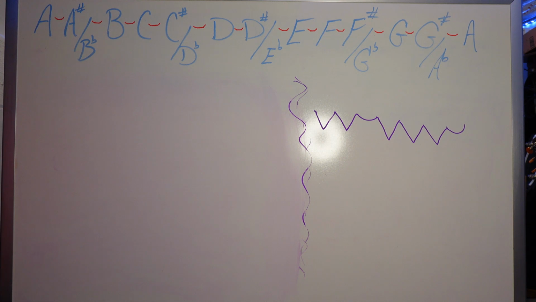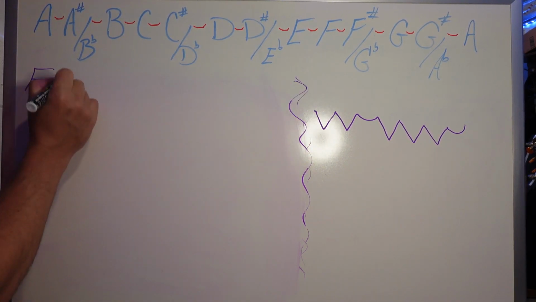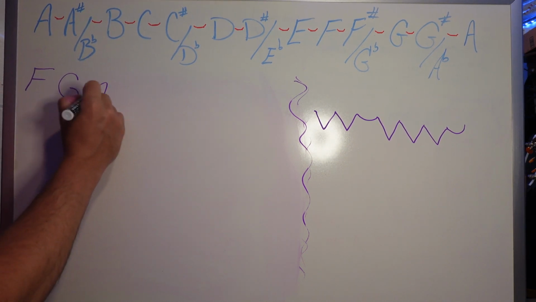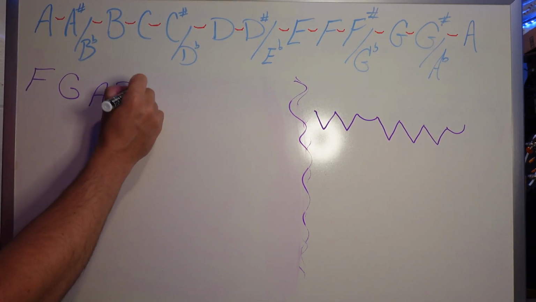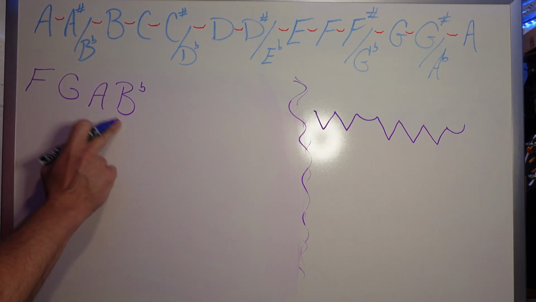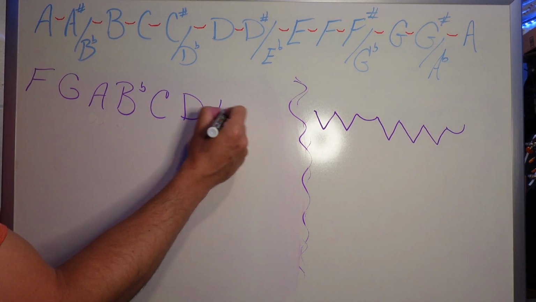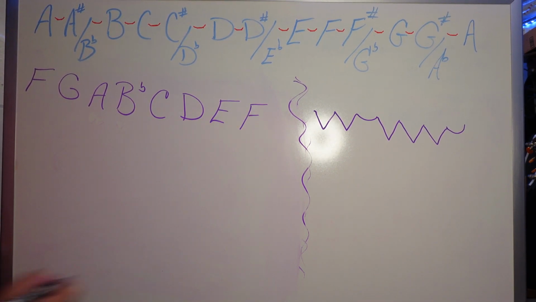Up next, we'll do some of our flat keys. We're going to start with F, go up a whole step from F to G, up a whole step to A. A half step is going to take us to B flat. Again, not A sharp because we already have an A in this scale. So we're going to label that B flat. Up a whole step to C, up a whole step to D, up a whole step to E, and a half step takes you back to F.